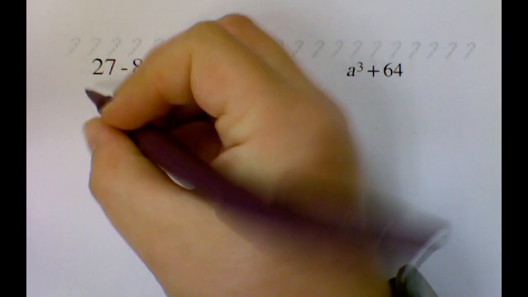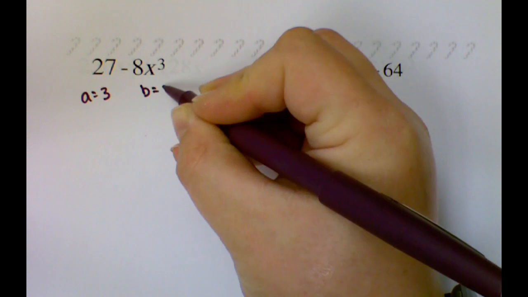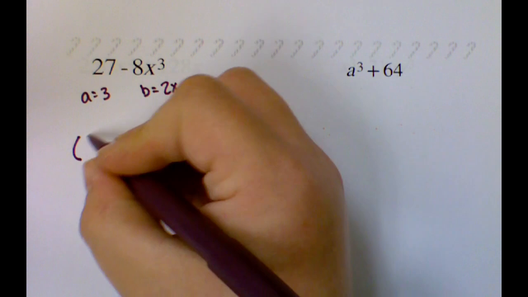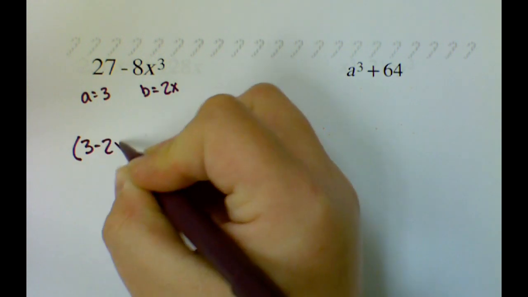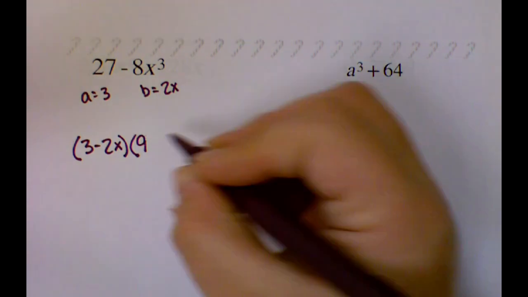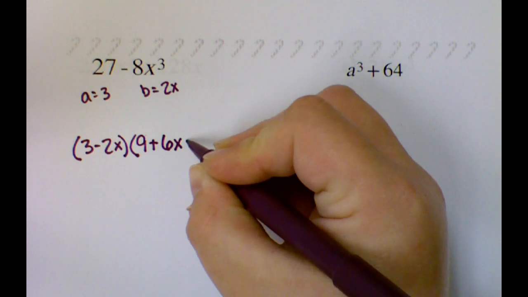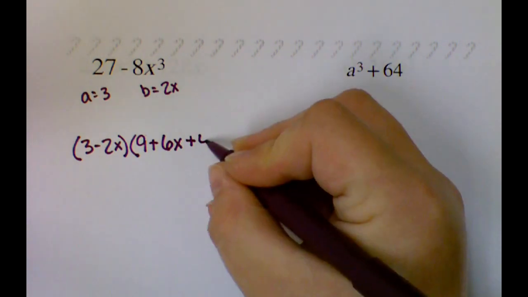All right, 27 minus 8x cubed. Well, what cubed makes 27? That is 3. What cubed makes 8x cubed? Well, that is 2x. So I take a minus b, so 3 minus 2x, times a squared, so 3 squared is 9, plus a times b makes 6x, plus b squared makes 4x squared.